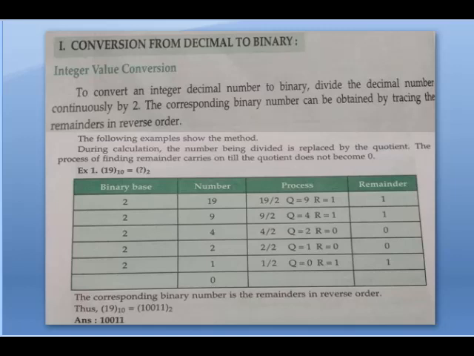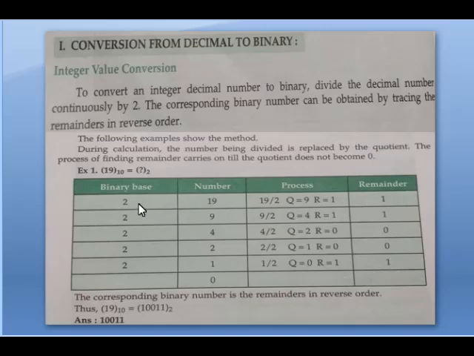Example 1, 19 to the base 10. 19 is a decimal number because the base is 10. So we have to find the answer in binary. First we have to write the number here. 19 is the decimal number, binary base is 2.